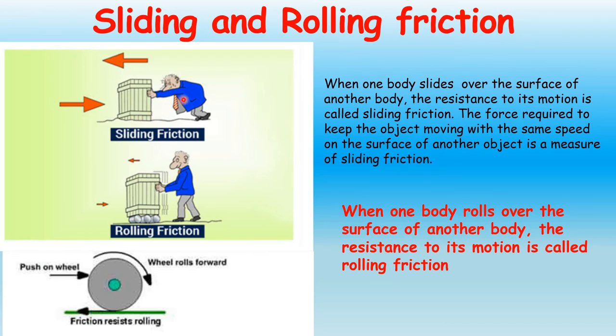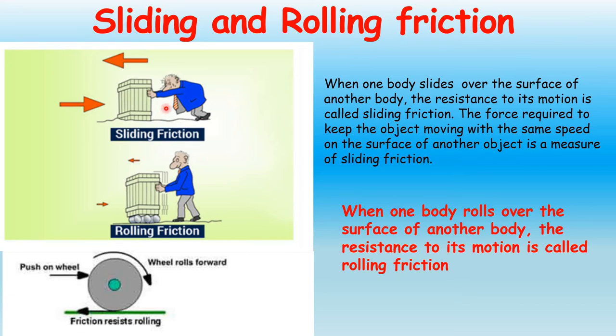Okay, you can see that. So now the applied force is enough to overcome the static friction. The body has started moving. So when one body slides over the surface of another body, the resistance to its motion is called sliding friction. Okay, now the force required to keep the object moving with the same speed on the surface of another object is a measure of sliding friction.